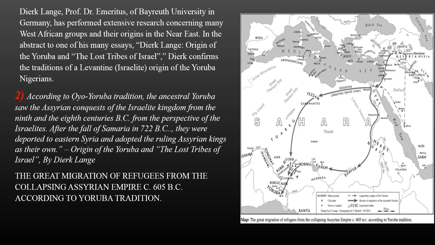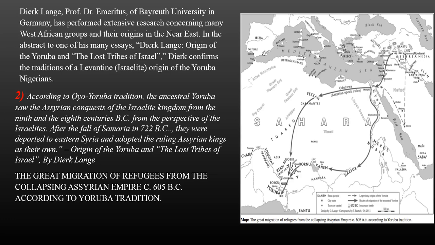So the second oral tradition or theory was shared by Professor Dirk Lang, Professor Emeritus of Bayreuth University in Germany, who has performed extensive research concerning many West African groups and their origins in the Near East. In the abstract to one of his many essays, Origin of the Yoruba and the Lost Tribes of Israel, Dirk Lang confirms the traditions of a Levantine or Israelite origin of the Yoruba Nigerians.